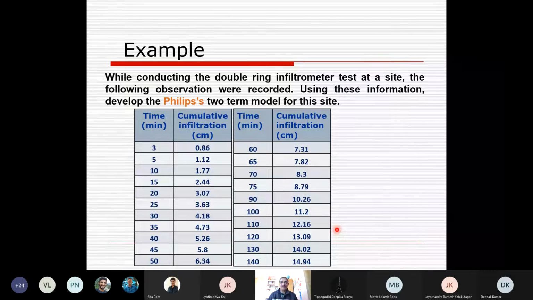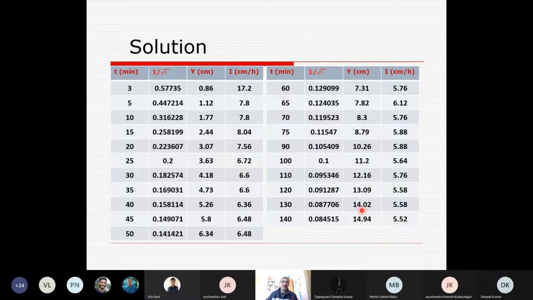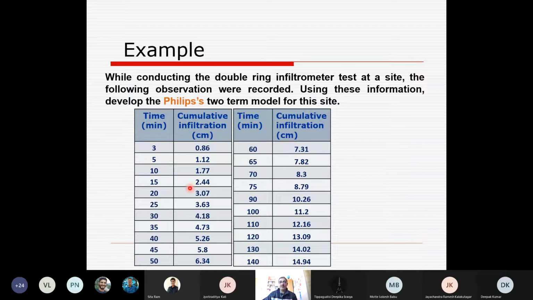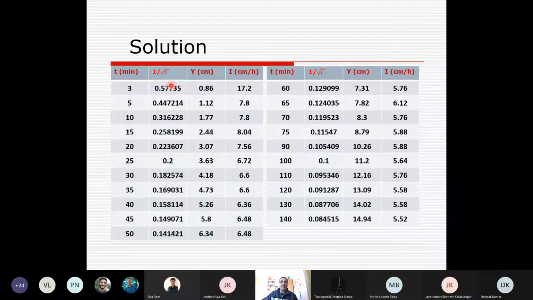So here you can see, let me show you now the answer for this particular example. You have time, elapsed time, and you have y, that is cumulative infiltration. You can match, it is 0.86, 1.12 here. This is cumulative infiltration, that is called y. And we are interested to find out infiltration rate. Here we have time, we have cumulative infiltration, and here is the infiltration rate that has been calculated. It started from 0 time to 3 minutes, that is just 3 minutes, and this is the amount in centimeter that infiltrated.